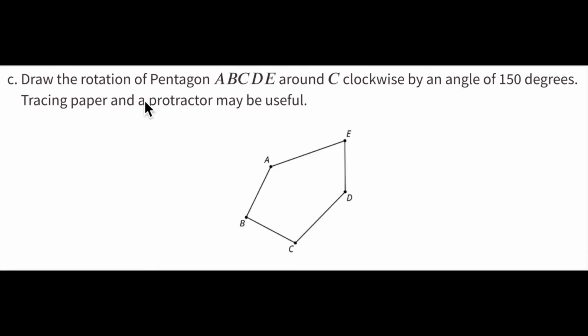So the last transformation is this rotation of A, B, C, D, E around point C by an angle of 150 degrees clockwise, moving in the direction of a clock. Now that word transformation, all of these movements are called transformations. A translation is a special transformation. A reflection is a special transformation. And a rotation is a special transformation. So all of them are transformations. Translation, reflection, rotation just describes the specific kind of transformation.